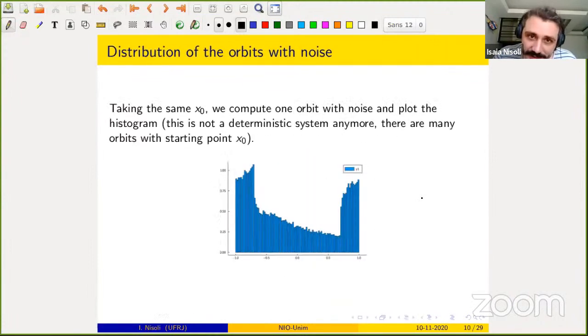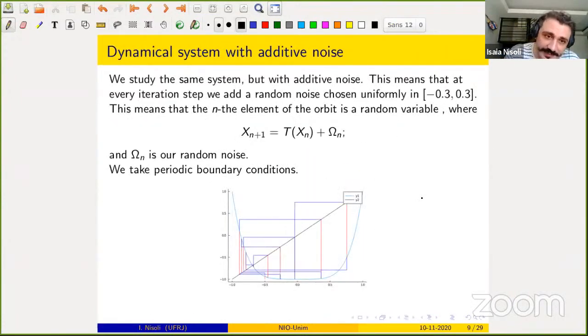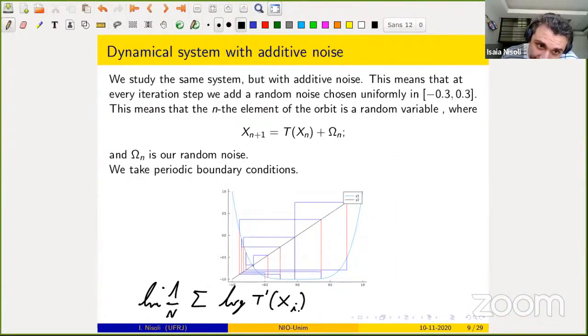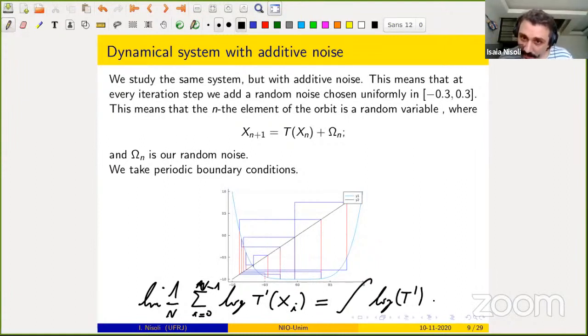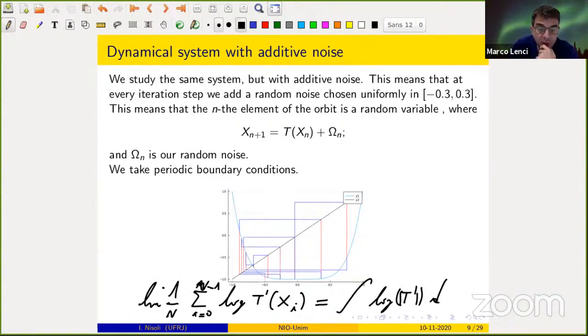these x_{n+1}, you take the limit of one over n of the sum of log T'(x_i), i equal to zero to n minus one, okay? And by the ergodic theorem for the stationary measure, you get that this is equal to the integral of log of T'. Yes, this is in the case without noise.